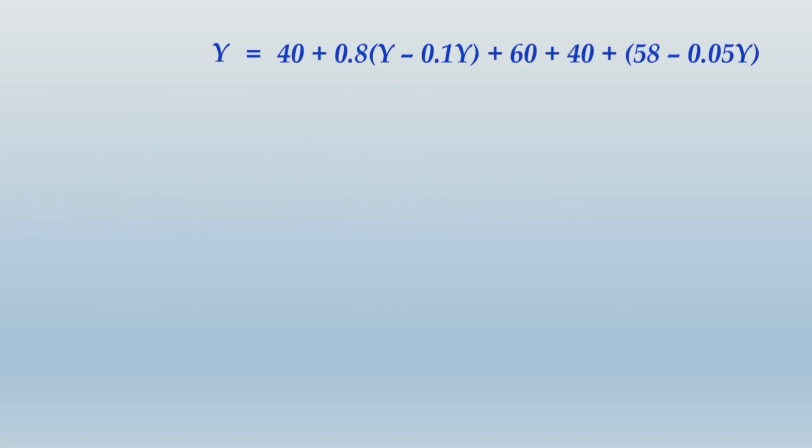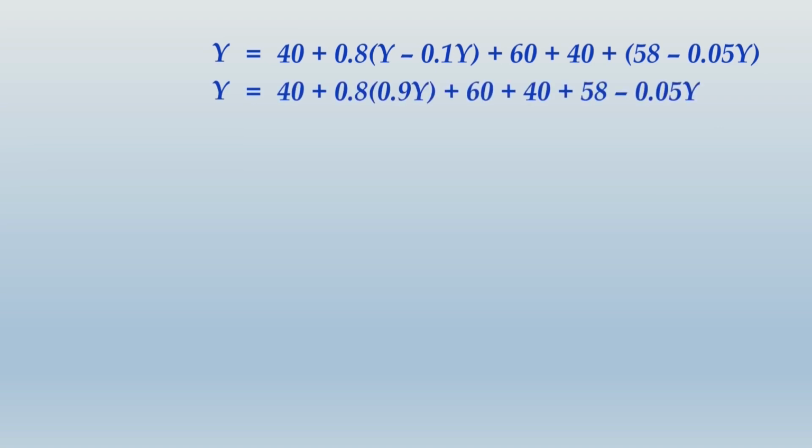So Y equals to 40 plus 0.8 into Y minus 0.1 Y plus 60 plus 40 plus 58 minus 0.05 Y. When you further try to solve it, Y minus 0.1 Y will become 0.9 Y. On the other side, you are supposed to open this bracket, that's all. So what you do is Y equals to 40 plus 0.8 into 0.9 Y plus 60 plus 40 plus 58 minus 0.05 Y. When you solve this part, 0.8 getting multiplied to 0.9 Y, it will be basically 0.72 Y. Other things will remain as it is, correct?